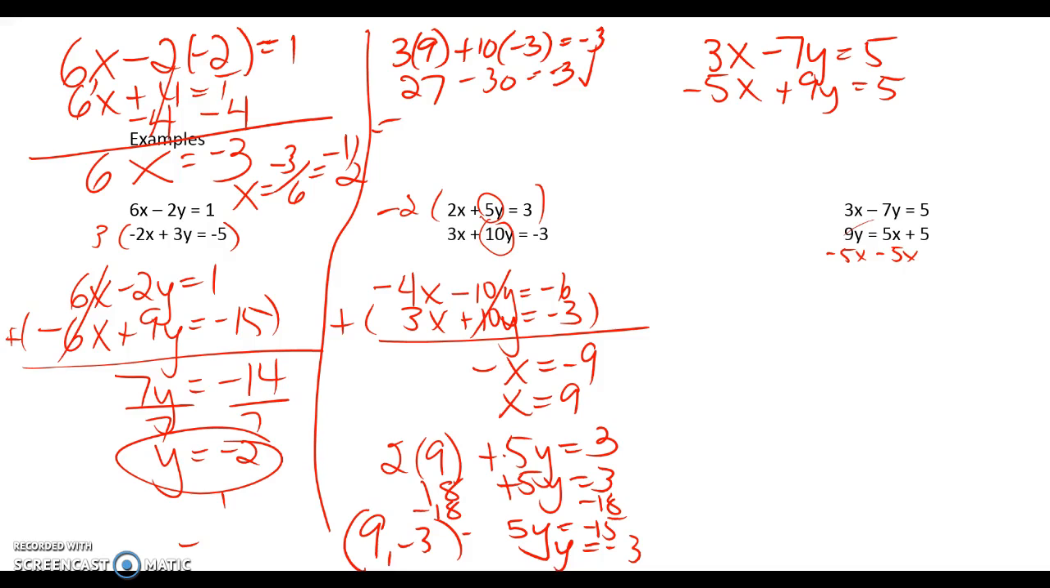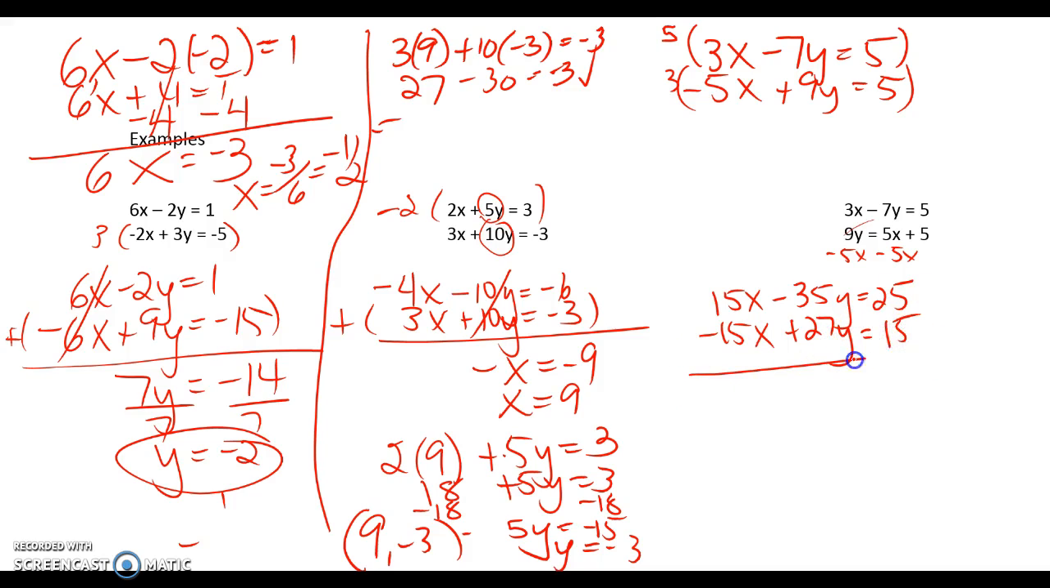But I believe if I multiply this equation by 5 and this equation by negative 3, I will have the x's with the same coefficient, right, with a different sign. So let's do the first one. 15x minus 35y equals 25. I don't want negative 3 on the second one, do I? I just want 3. Negative 15x plus 27y equals 15. Add those together. Okay, those zero out.